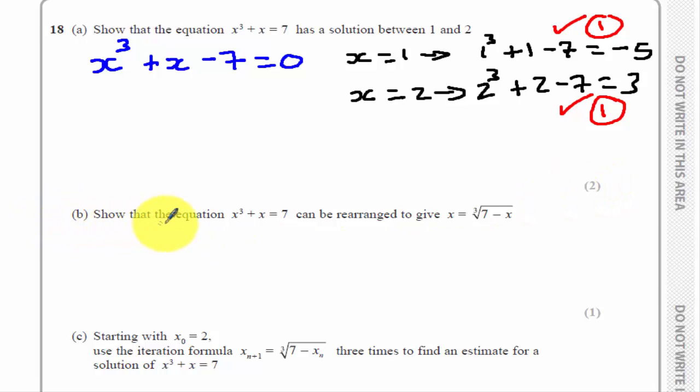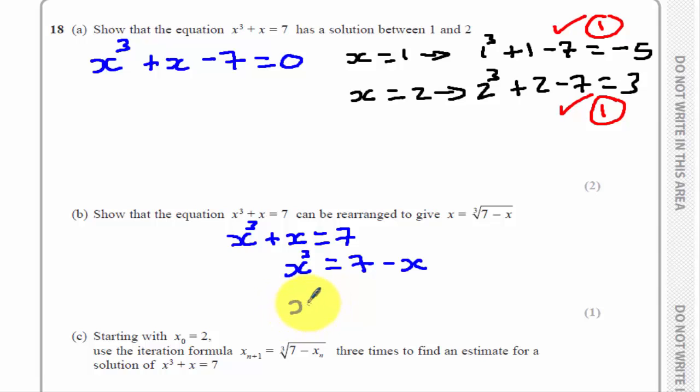Part B, show that the equation x cubed plus x equals 7 can be rearranged to give x equals the cubed root of 7 minus x. So x cubed plus x equals 7. The first step is to take the x from both sides. So I'd have x cubed equals 7 take x. These things are a little easier if you keep your equal signs lined up. And I don't want x cubed, I want x, so I'm going to take the cubed root of 7 minus x. And I've got my mark.